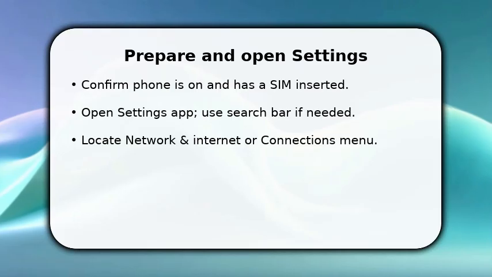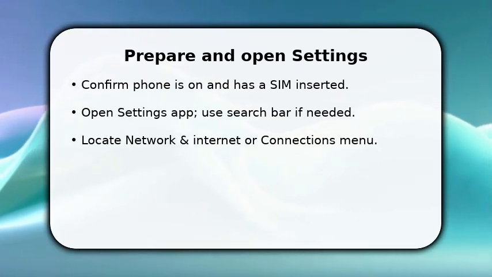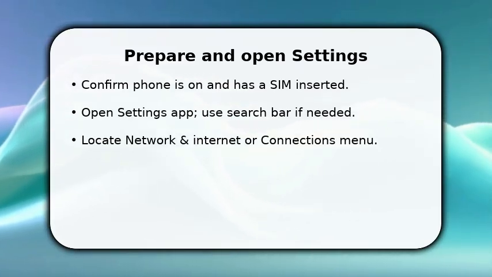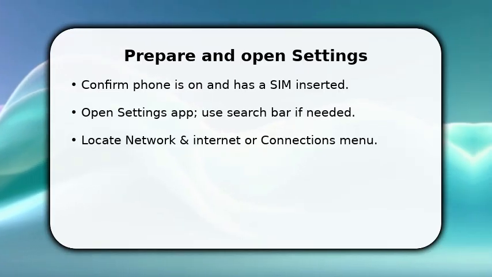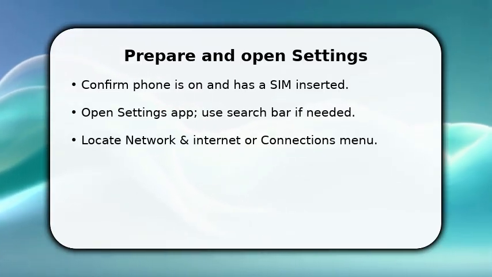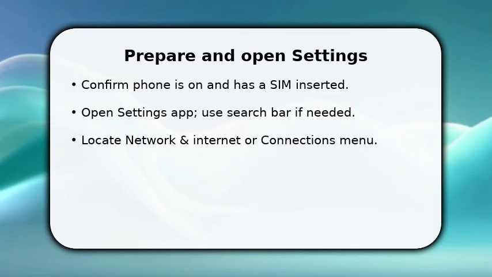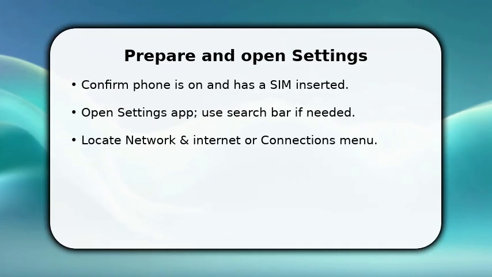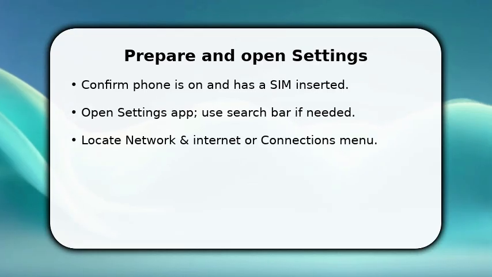You start by confirming the phone is powered and the SIM is active. That avoids confusing settings. Open Settings now and type Network into the search if you don't see it. Tap Network and Internet or Connections to enter mobile controls. Once here, you'll find Mobile Network or SIM settings. This is where roaming toggles live.